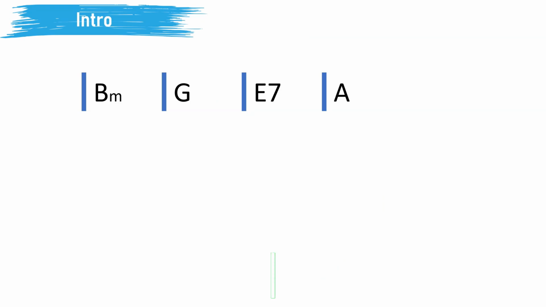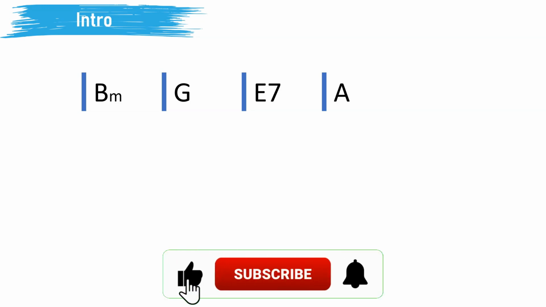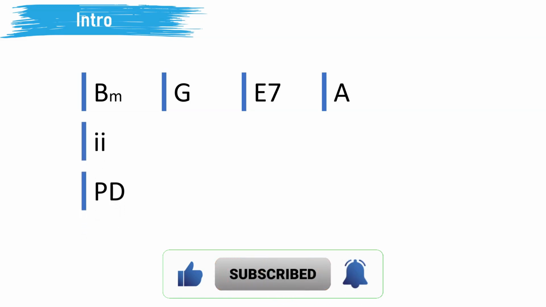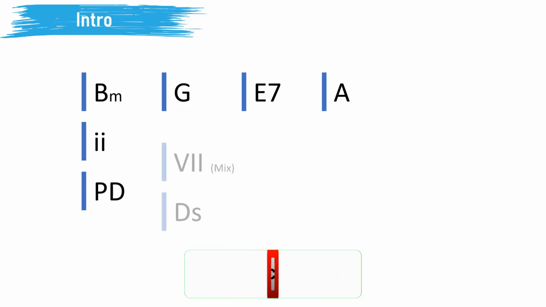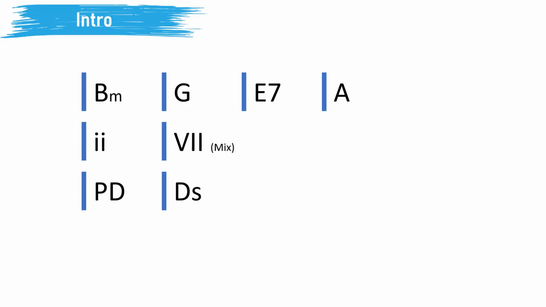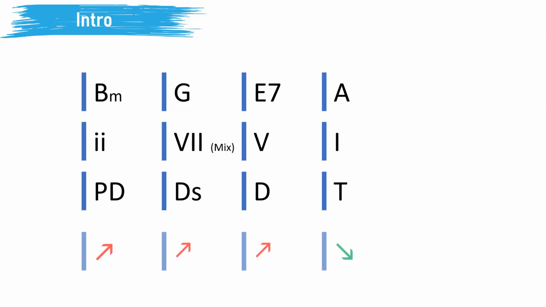The introduction has a rising tension, conveyed both through the chord progression and the melody. B minor is the second degree, functioning as a predominant. G is the seventh degree, functioning as a dominant substitute. E7 is the fifth, functioning as the dominant. And finally A, the tonic, that releases the tension. So the movement is predominant, dominant substitution, dominant and tonic. In the first 6 measures, tension increases and finally it is released with the tonic.